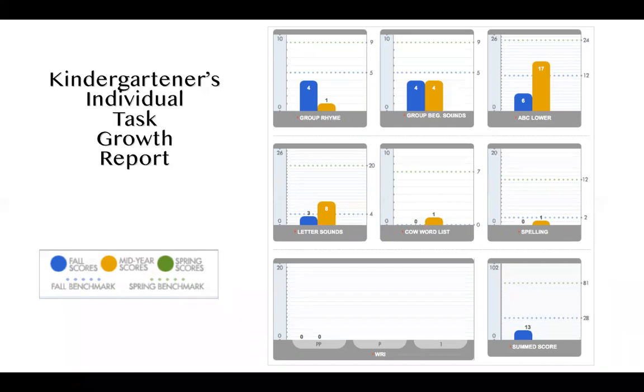So as you see here, it's a really nice visual display, often a very popular report to use during parent-teacher conferences.